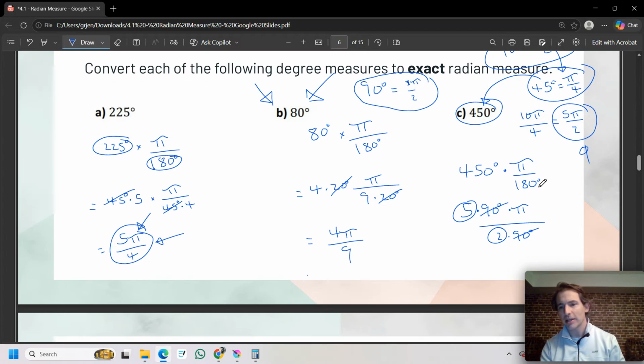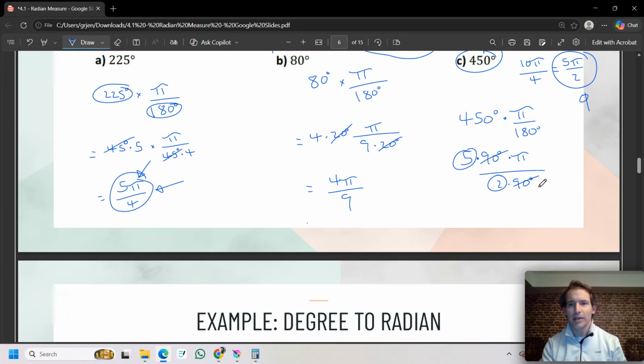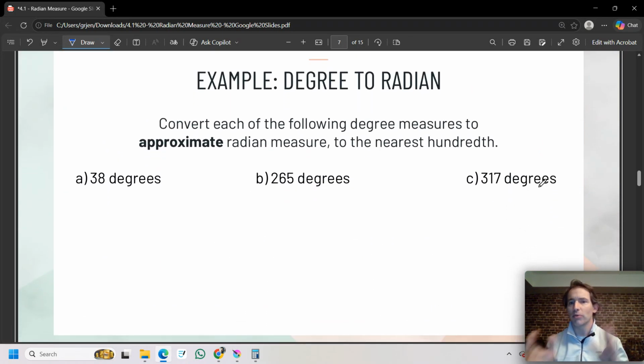And then if you want to check it a second way, that's also good. Next, we want to be able to go from degrees to radians as well. So this one was approximate. We just did this. 38 degrees, so you do it. Times pi over 180 degrees, and I want it to the nearest hundredth.